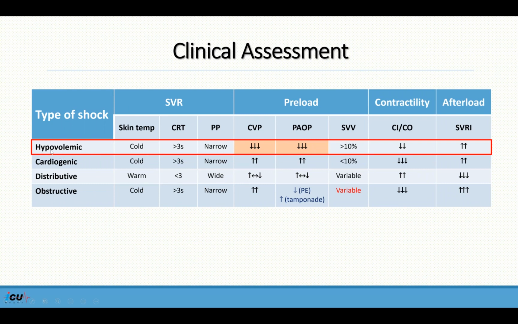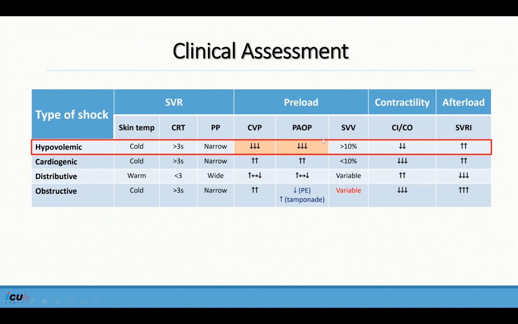So here we have a patient who's hypovolemic, and the skin temperature is cold. The capillary refill time is prolonged, more than 3 seconds, and the pulse pressure is narrow. This indicates that we have a high SVR syndrome. So this is the compensatory mechanism in a patient whose primary problem is hypovolemia. The hypovolemia is indicated by the decreased CVP and decreased wedge pressure, as you see here.